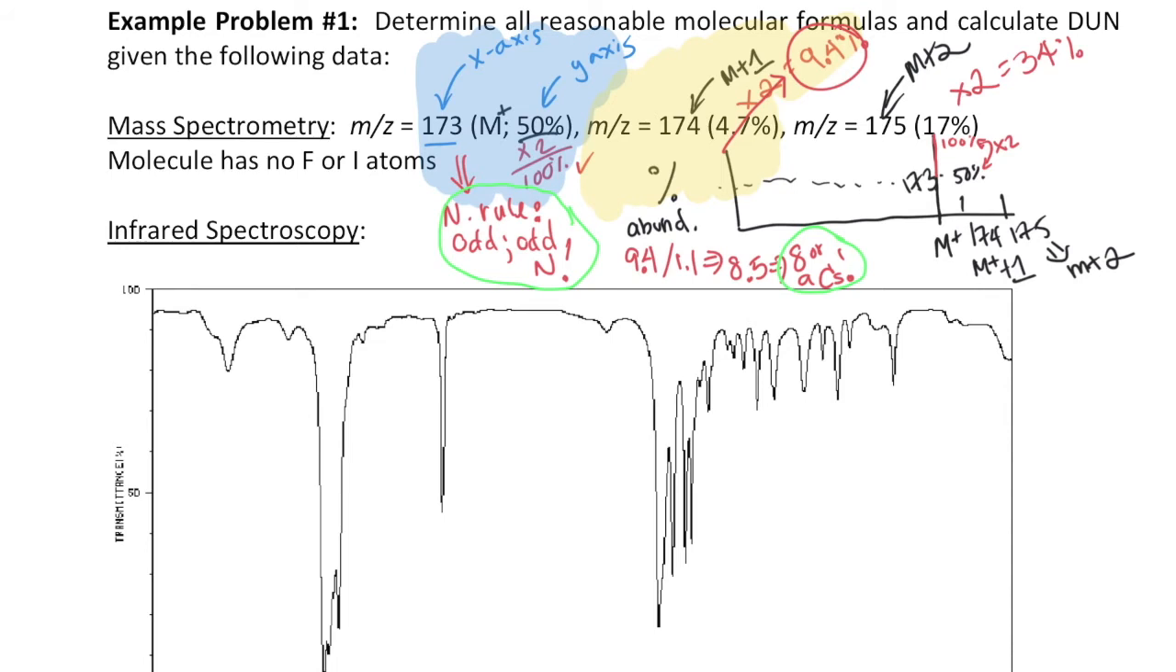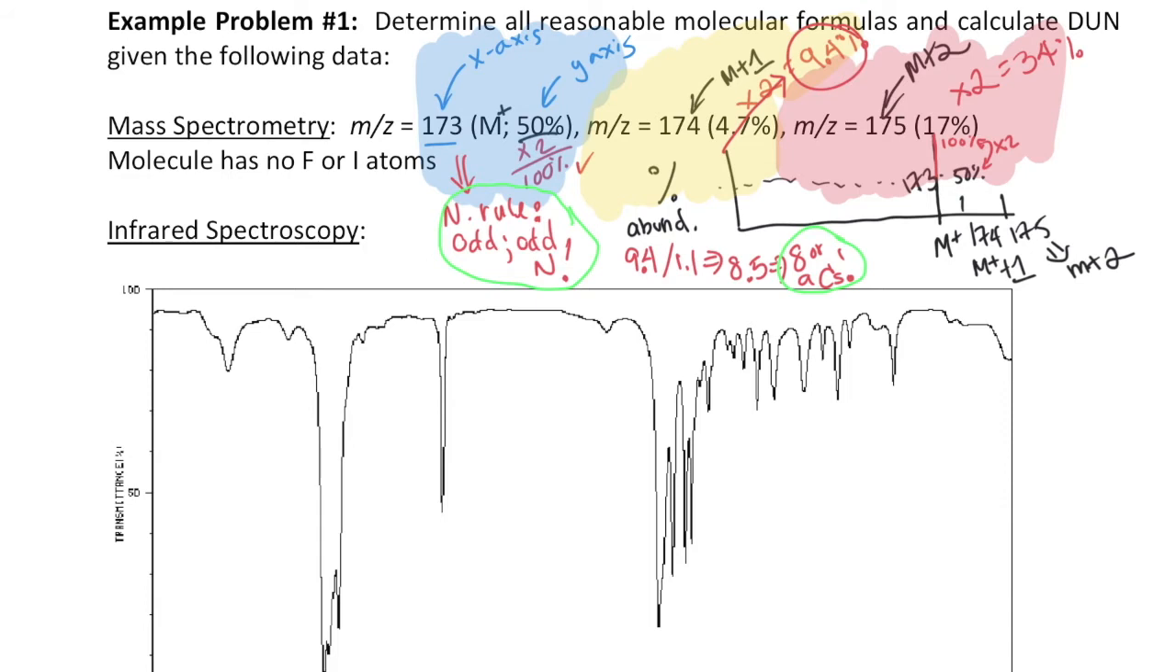Okay, finally, the last section, M plus 2. That's all you get from M plus 1, the number of carbons. M plus 2. M plus 2 is 34%.